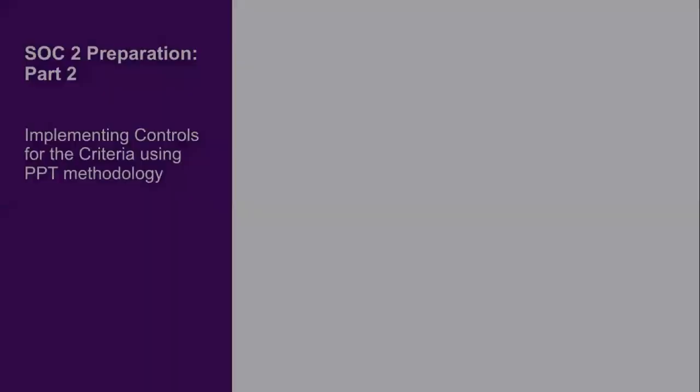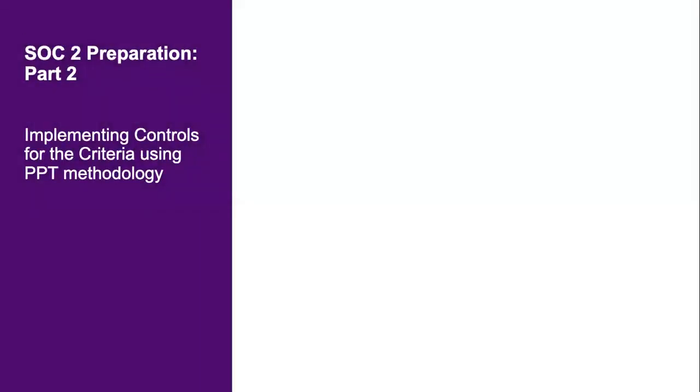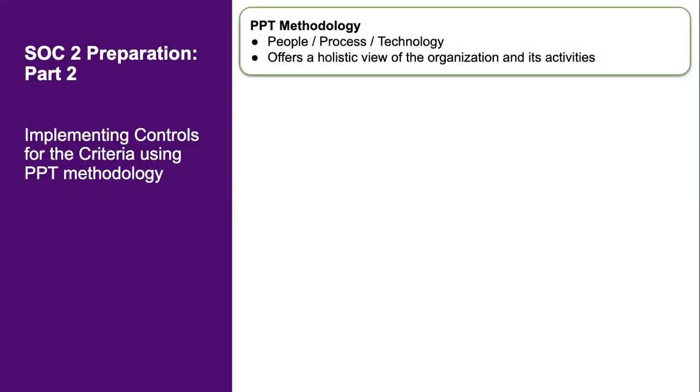So those are the criteria. What do you actually do to begin implementing the controls that you need? Well, recommendation here, use the PPT methodology. It stands for people, process, and technology. Basically 3 buckets or 3 silos that you can look at your business operations, your organization in a holistic manner, figure out the different places where information security and cybersecurity risk exist, and therefore you can implement controls that help you meet the criteria in the SOC 2 framework.